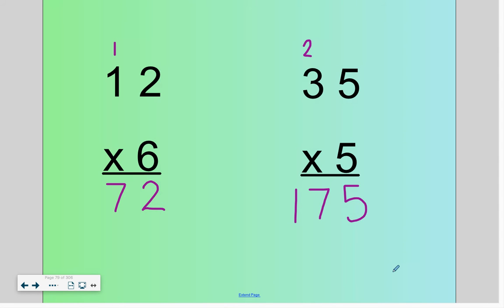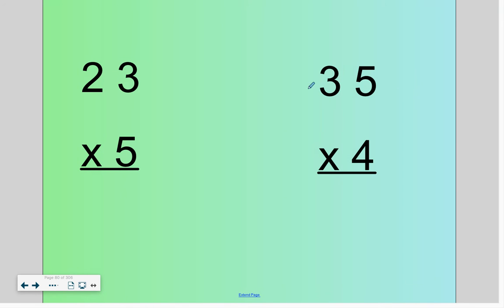Let's check our answer with a quick estimate. I'm going to round my 35 to 40, keep my 5 the same. Well, 4 times 5 is 20, and if I add my 0, I should get an answer of about 200, and 175 is close to 200.